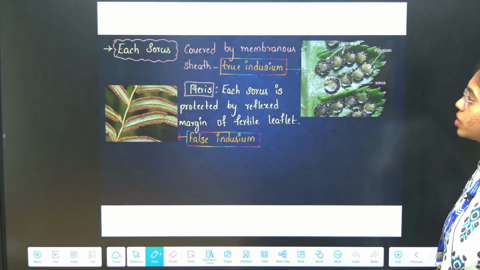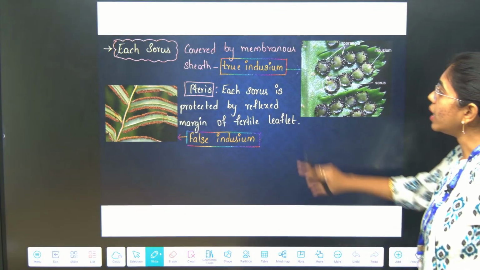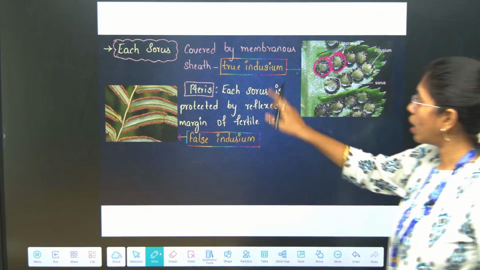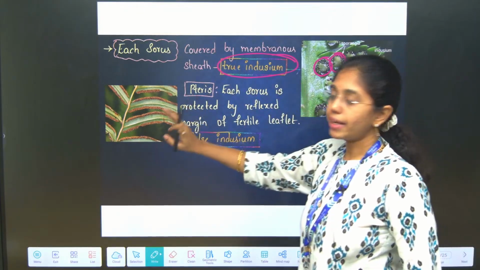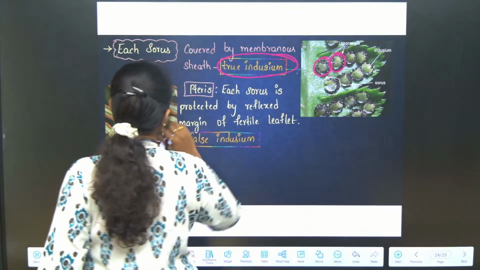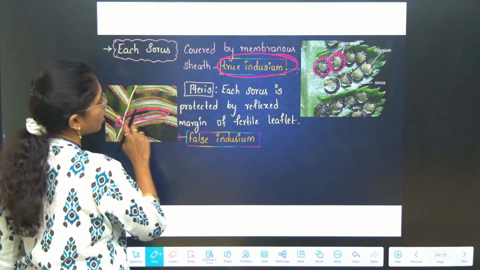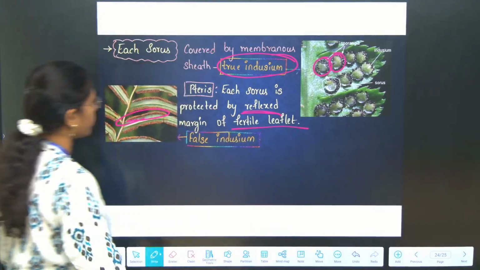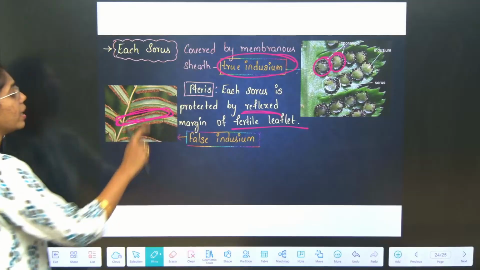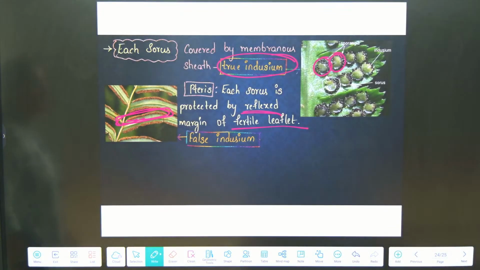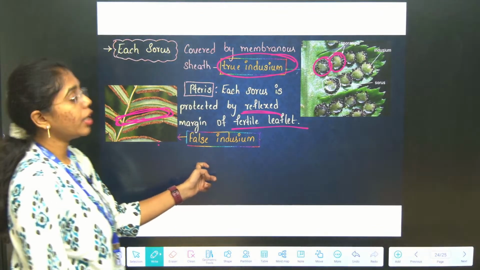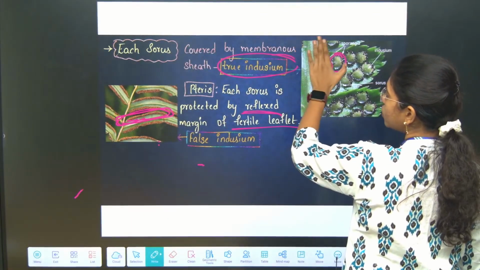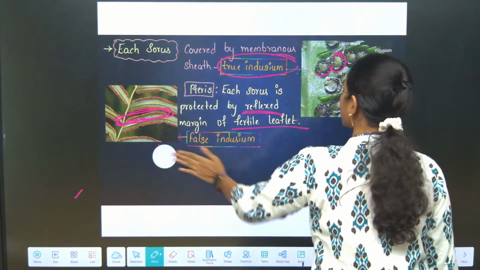Next, each sorus is covered by a membranous sheet, which is called the true indusium. Then in Pteris, each sorus is protected by the reflexed margin of the fertile leaflet. This is the false indusium. So in Dryopteris there is a true indusium, and in Pteris it is a false indusium.